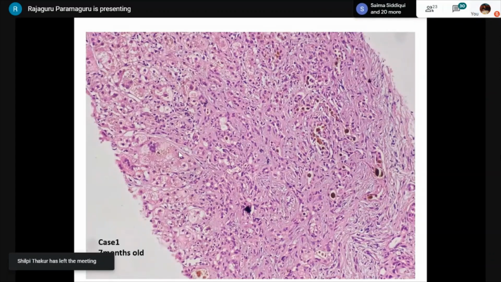If the HIDA scan is not contributory or something like that, how do you deal with those types of challenging cases?